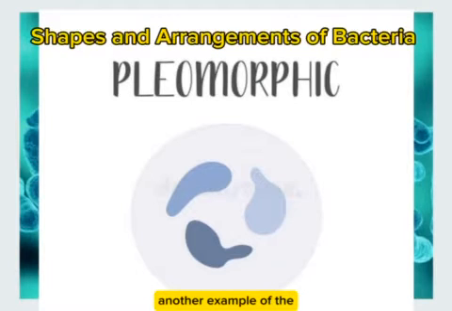Another example of pleomorphic bacteria na Corynebacterium diphtheriae. That one na the bacteria wey dey cause diphtheria illness. All these ones dem be pleomorphic bacteria.